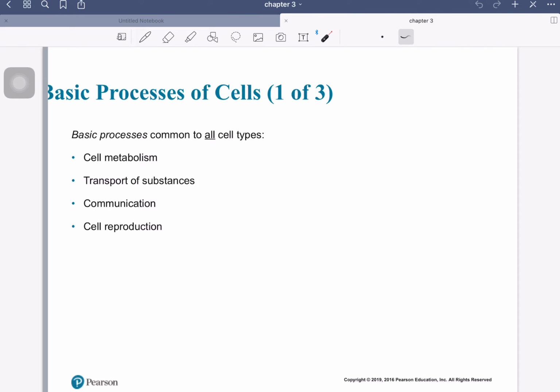Communications. Cells do not live in isolation. They live in a community. And the vast majority of cells are talking to each other. Local neighbors, distant cells. So communications is an important bit. And cell reproduction. There are some cells in the body that you're basically born with all you're going to have of that type. But other cells in the body have to replicate on a regular basis. Red blood cells, the linings of the GI tract, the oral cavity, the respiratory tract, your skin, etc. So cell reproduction.